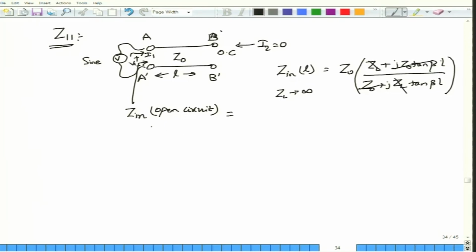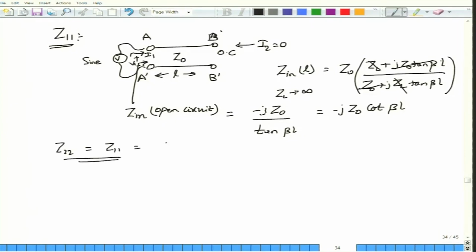So, the input impedance of an open circuited line of length L is given by minus jZ0 divided by tan beta L, or simply minus jZ0 cot beta L, cot being cotangent with an argument of beta L. Because the line is symmetric, Z22 is exactly equal to Z11, which means this is also equal to minus jZ0 cot beta L. Okay, so we have found these two. Now we have found out Z11 and Z22 because of the symmetry. What remains to be found is just Z12.